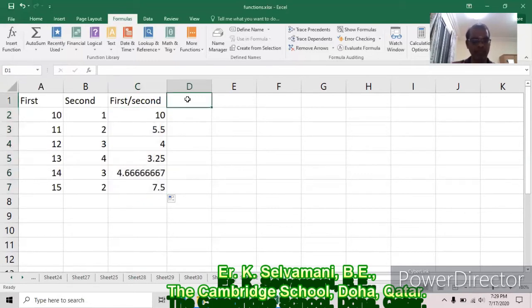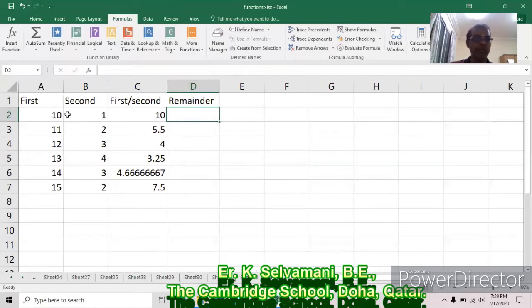Here I need the remainder. That means if A2 is not a multiple of B2, a remainder will come. That is what MOD does. The numerator we have to type first, the denominator next. A2 should be divided by B2. If A2 is not a multiple of B2, then a remainder will come. See, 10 divided by 1. 10 ones are 10. Here the remainder is 0.